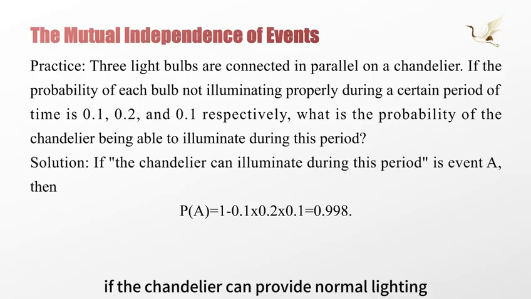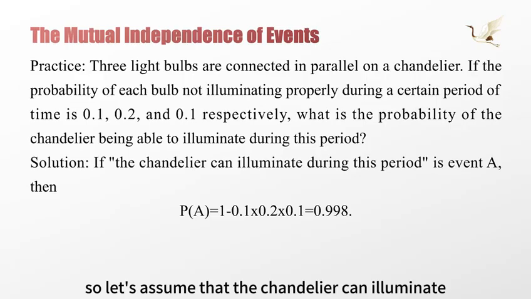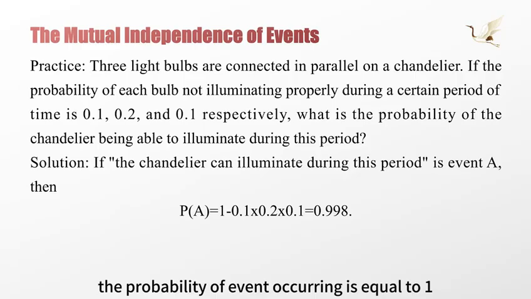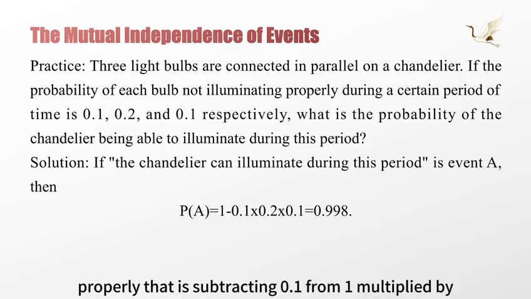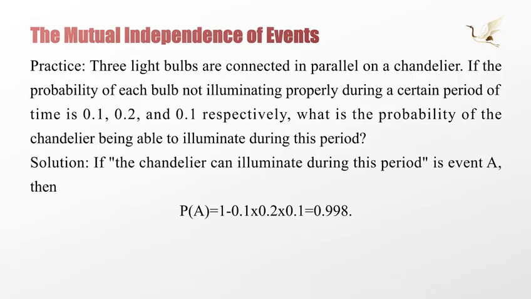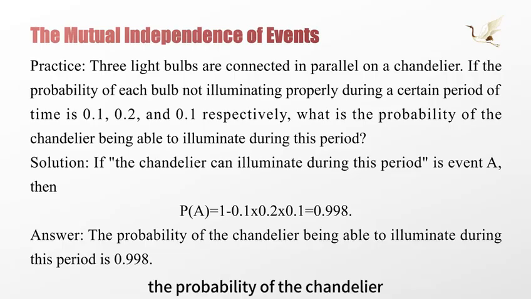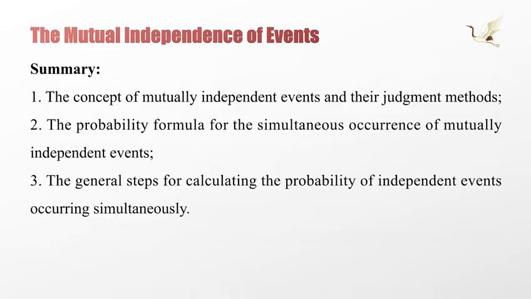The chandelier can provide normal lighting as long as not all 3 light bulbs are broken at the same time. So let's assume that the chandelier can illuminate during this period as event A. The probability of event A occurring is equal to 1 minus the probability of all 3 light bulbs not being able to illuminate properly. That is, 1 minus 0.1 multiplied by 0.2 multiplied by 0.1, and finally equals 0.998. The probability of the chandelier being able to illuminate during this period is 0.998.